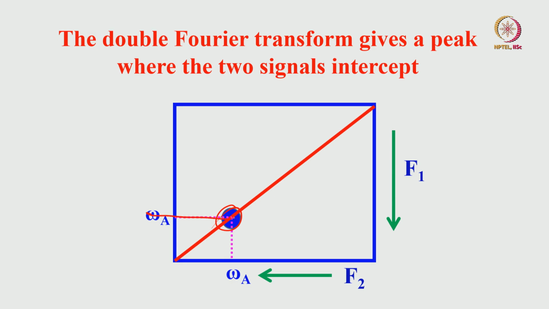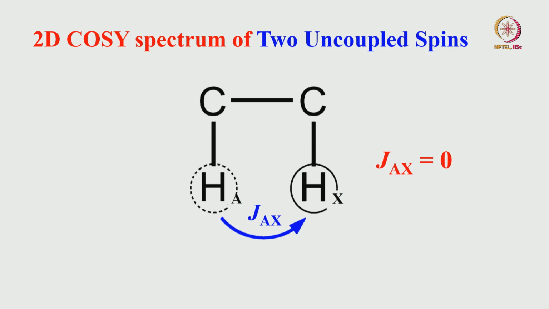During the T1 period, it has some frequency omega A. It remains the same in the T2 dimension also. It is unaffected. As a consequence, we get a peak on the diagonal, because if from this peak sitting at the top, you come vertically you get one frequency, go horizontally you get another frequency. This omega A frequency is identical in both the dimensions. That is why it is coming on the diagonal. So if I take a molecule with only a single spin, a single proton not coupled to anything else, and do a COSY, you get only one peak on the diagonal. That is what you should understand.